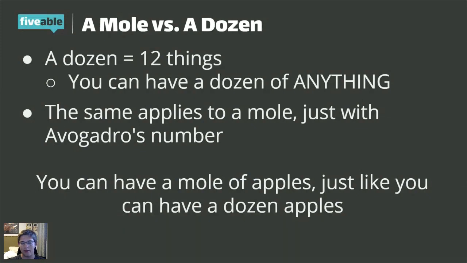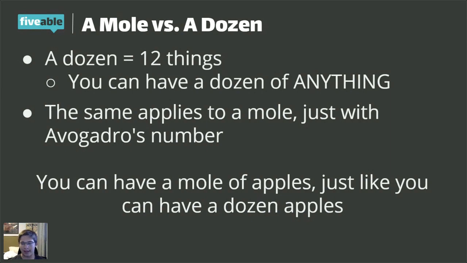And so really, something that I like to think about is that you can have a mole of apples just like you can have a dozen apples, right? So if I have a dozen apples, I have 12 apples. Whereas if I have a mole of apples, I have 6.022 times 10 to the 23rd apples.